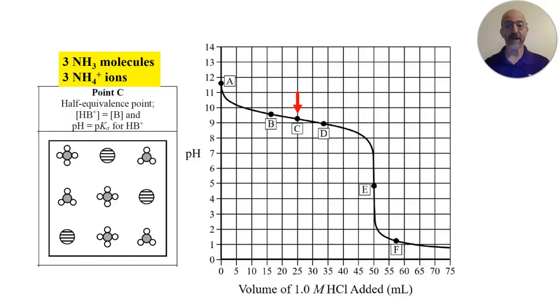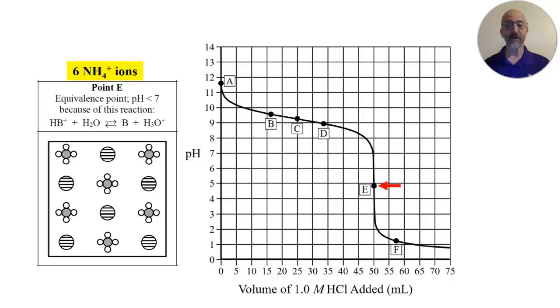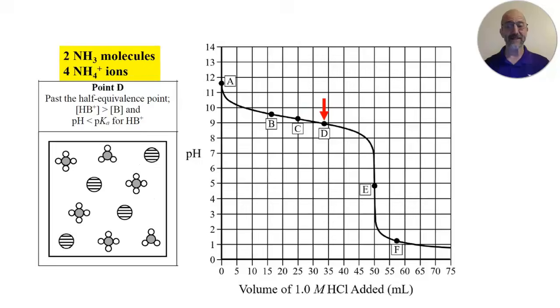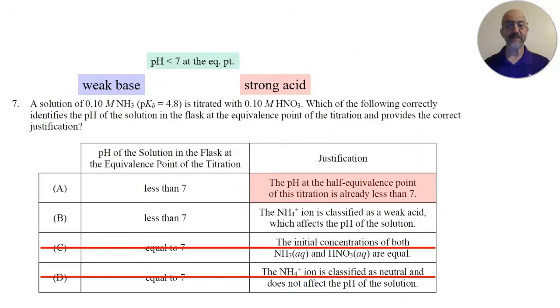Now look at that pH. That's around 9 at the half equivalence point. So it's not less than 7. Well, when does it become less than 7? When you get to the equivalence point. So we know that the pH at the equivalence point is less than 7, but at the half equivalence point, it's around 9. So it's not less than 7. All right, so back to the details.